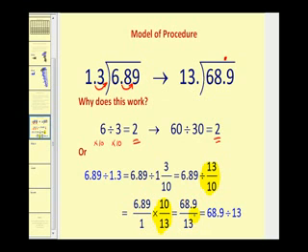Lastly, remember that a fraction bar is just a division symbol. So what we've shown here is that 68.9 divided by 13 is equivalent to 6.89 divided by 1.3. Let's go ahead and try a couple of these.